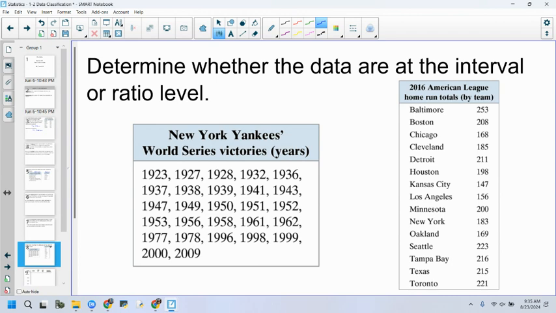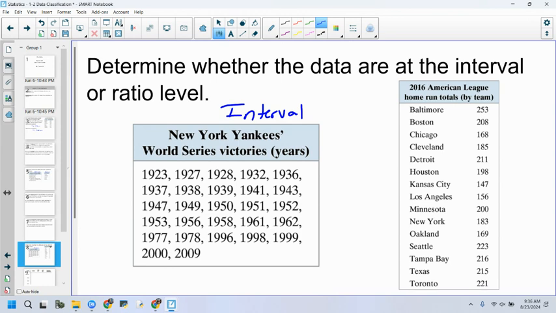Okay, New York Yankees World Series victories in years. Okay, I've got all these values here. But is 0 a value on a scale, or is it an actual value of 0 of something? Well, 0 here, because it is time, it's a position on a scale, which means that that is an interval level of measurement. Whenever you're talking about time, that's a big indicator that that's going to be interval level. Because 0 doesn't mean 0 of something, it actually just means year 0 on the scale of time.